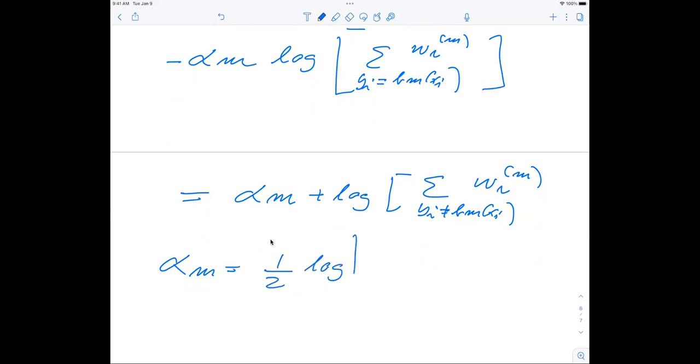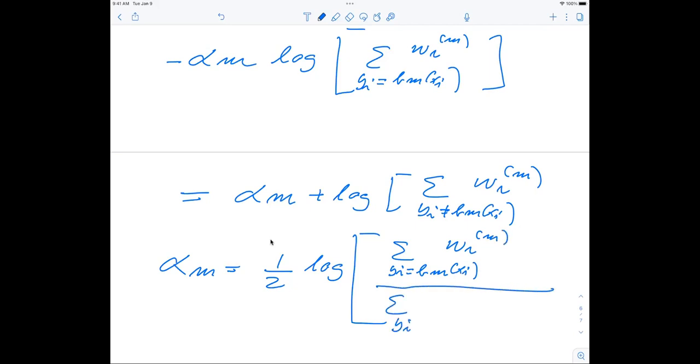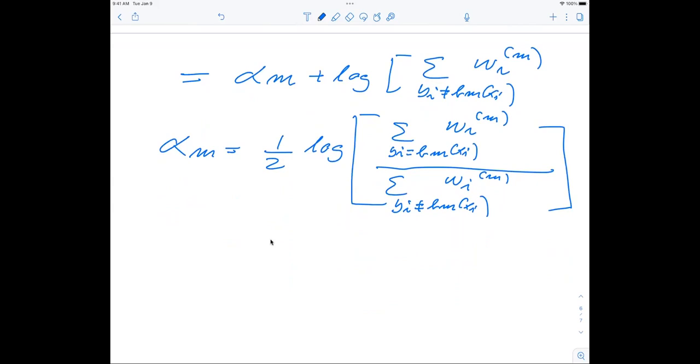log. And then what I have here is a sum over y of i equal to bm of x of i. And this gives us wi of m. And this is divided by the sum where I misclassify of wi of m. And what is common now is actually to define this in terms of the error rate. So if you look at this sum which you have in the denominator and the numerator, you can now define something which is called the error rate.